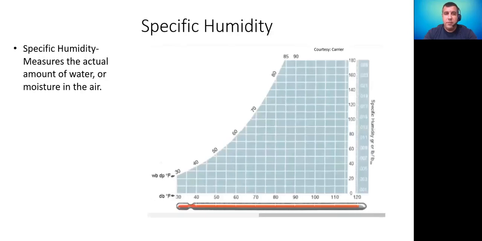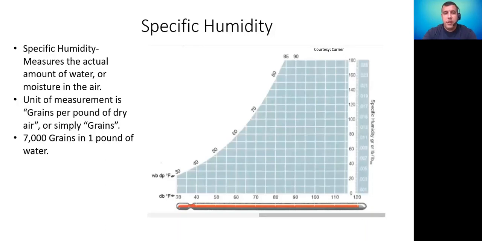Now, specific humidity measures the actual amount of water or moisture in the air. I have a can of sparkling water right here. This is a 12-ounce can. The specific humidity of this can, if it's full, is 12 ounces of water. So specific humidity is talking about the actual amount of moisture in the air. The unit for measurement is not ounces of sparkling water. It's grains per pound of dry air, or what we're going to refer to simply as grains. Now, to put it in context, there are 7,000 grains in 1 pound of water. So we're talking about a lot of grains here.